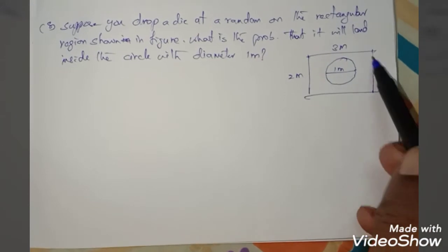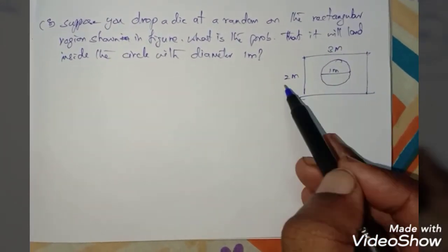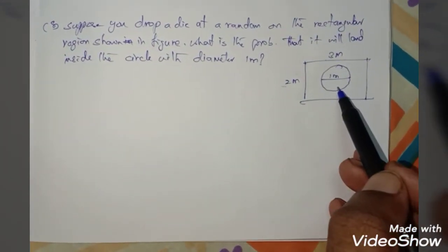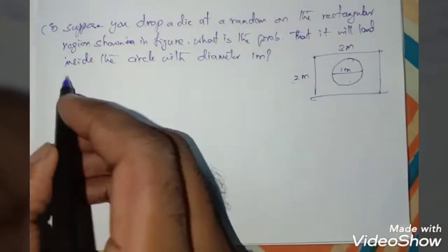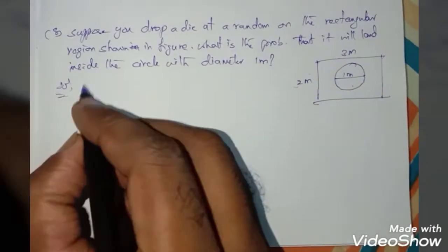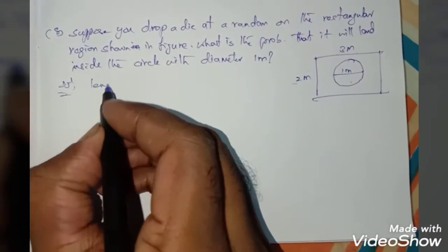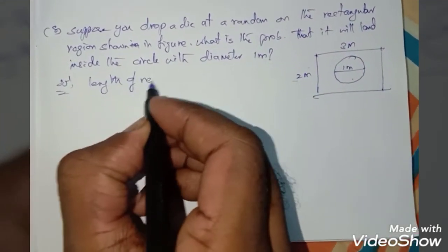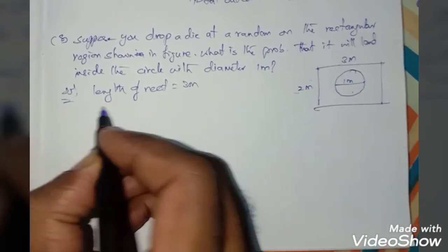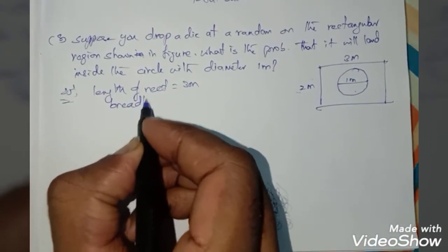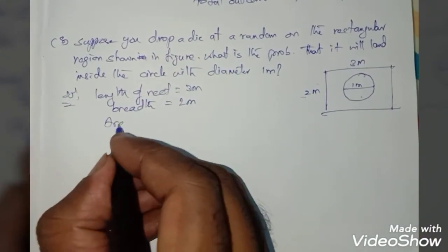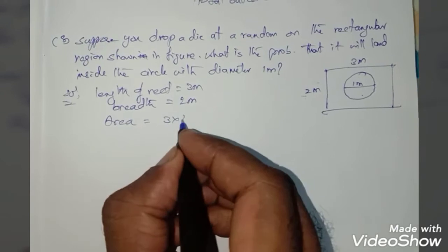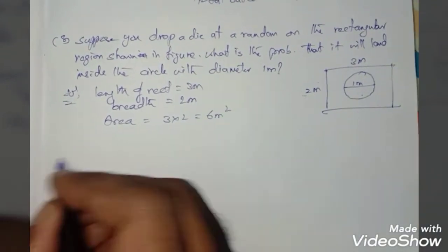So this is a rectangular figure which has length 3 meters and breadth 2 meters, and inside of it you have a circle with 1 meter diameter. Now here, first you find the area. The length of the rectangle is given as 3 meters and the breadth is given as 2 meters. Now what is the area? So area is nothing but 3 into 2, that is a total of 6 meters square.